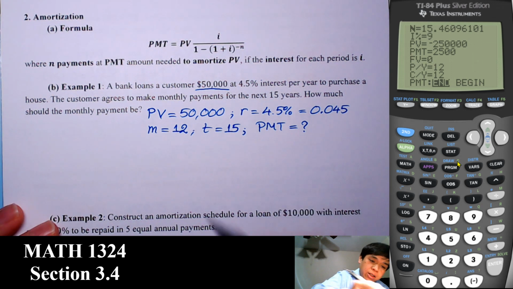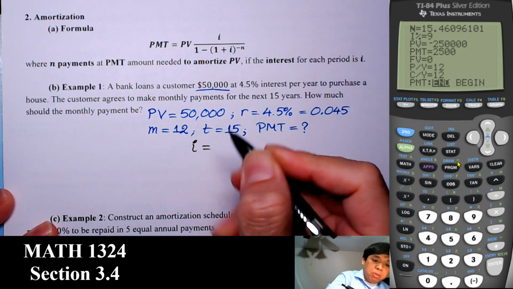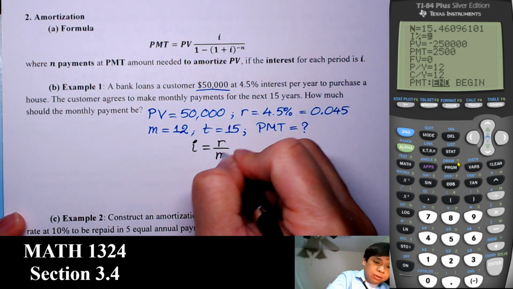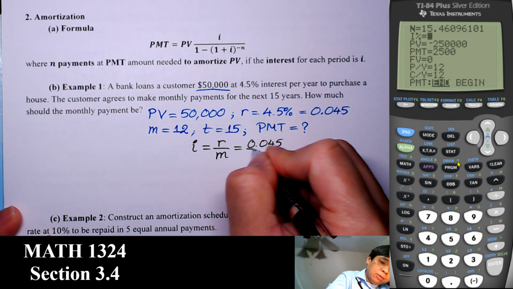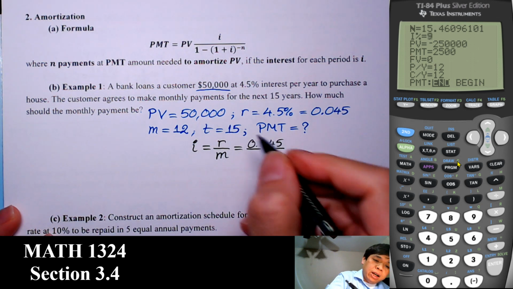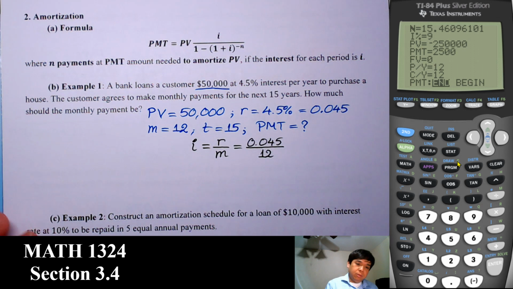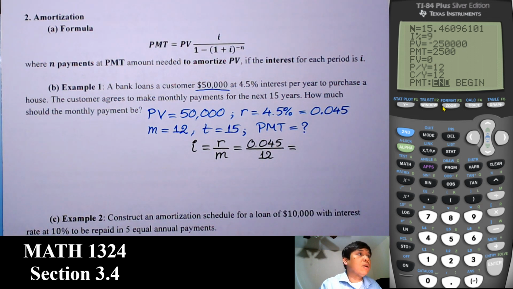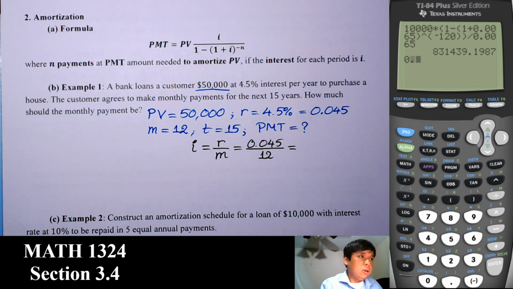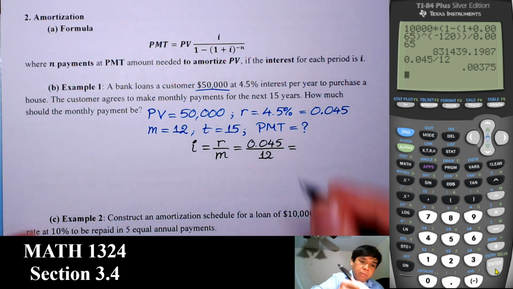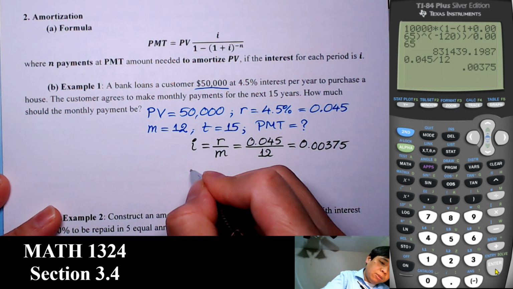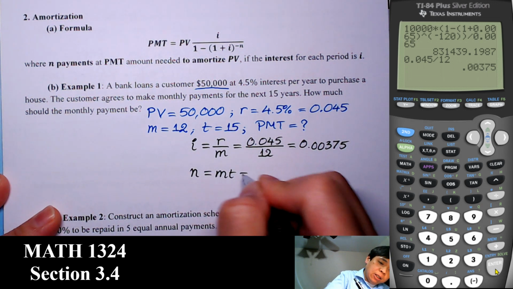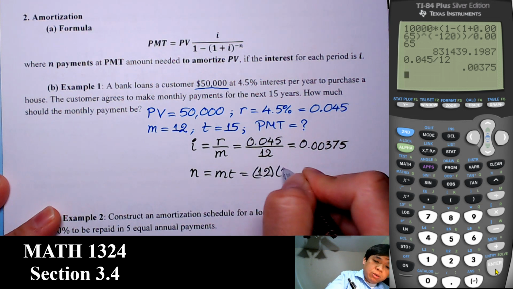Right, so we'll calculate I, the interest rate per period, R over M. And N is equal to MT, 12 times a year for 15 years.